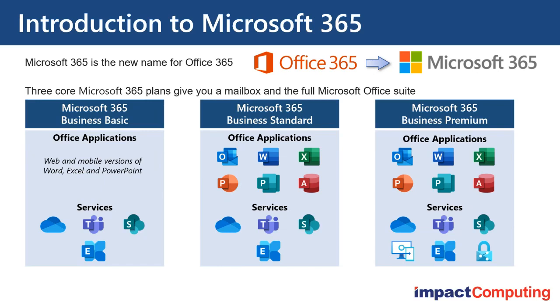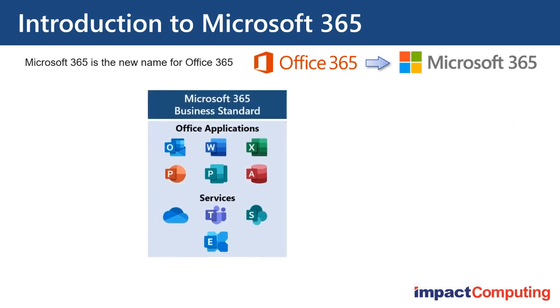So there are currently 3 core Microsoft 365 business plans, which are aimed at small and medium-sized businesses. So you've got the Business Basic, Business Standard, and Business Premium. As you can see from this slide, as you move through the plans, you get more and more features available to you.